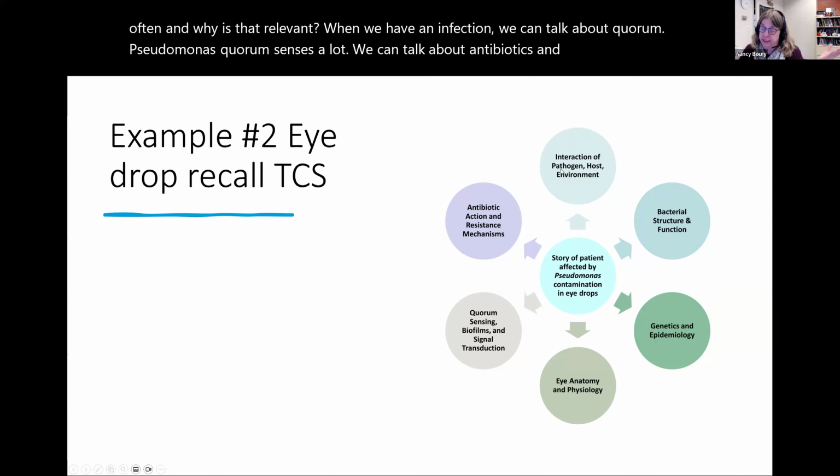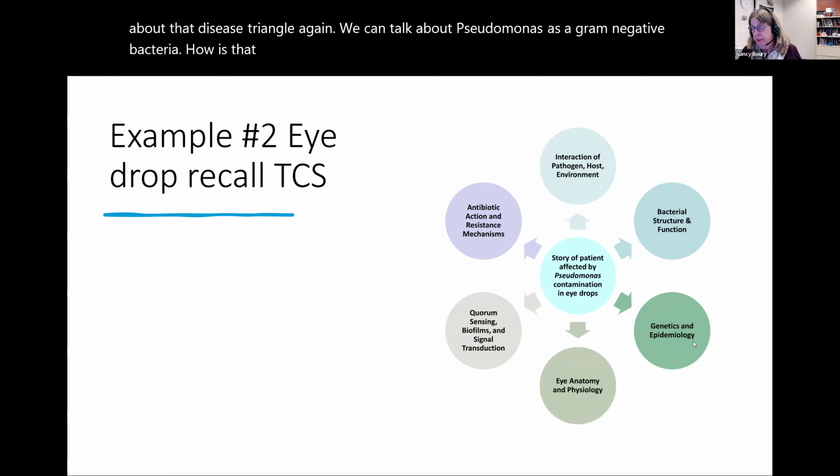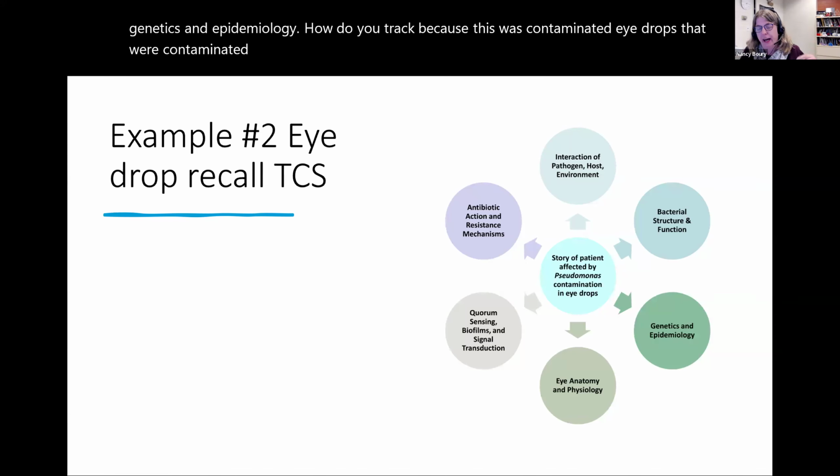We can talk about that disease triangle again. We can talk about Pseudomonas as a gram-negative bacteria. How is that different than the gram-positive bacteria? And we can talk about genetics and epidemiology. How do you track? Because this was contaminated eye drops that were contaminated in the factory, how did they know that? Well, from genetic testing.